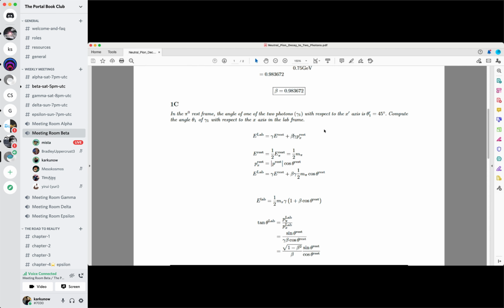So the primed is usually, I think, at least within this problem, the primed is talking about the pion rest frame. So theta 1 prime is in the pion rest frame. From the point of view of the pion, the photon is emitted at the angle of 45 degrees. Yeah, exactly. And so what we need to do is a Lorentz transformation to write out what this angle could be in the lab frame.